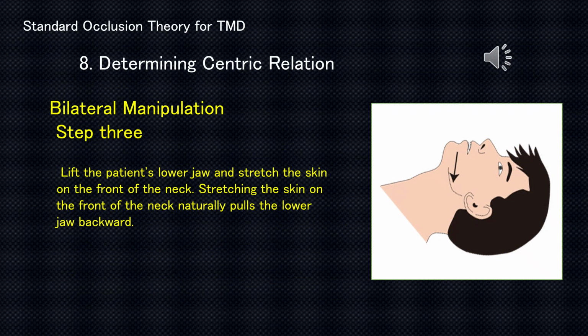Bilateral manipulation. Step 3. Lift the patient's lower jaw and stretch the skin on the front of the neck. Stretching the skin on the front of the neck naturally pulls the lower jaw backward.